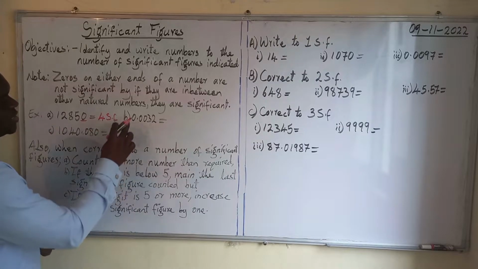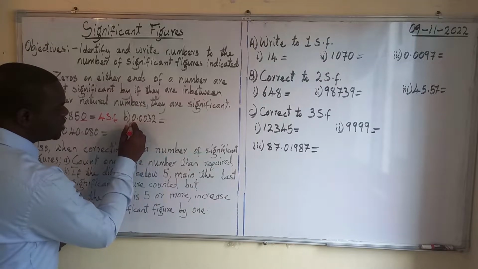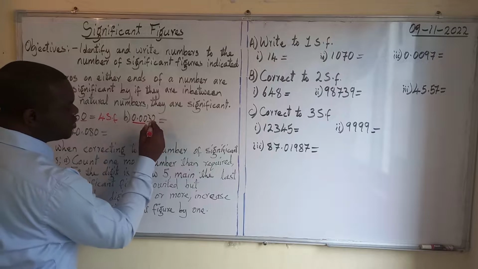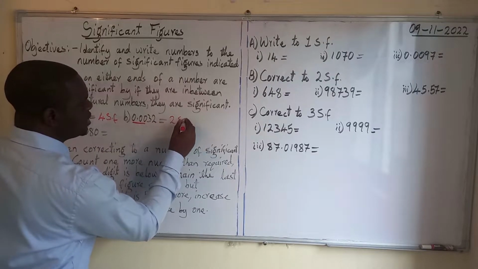In B, 0.0032, there are only 2 significant figures because these zeros are found at the end, and at this end, we don't consider them to be significant figures. So there are 2 significant figures.